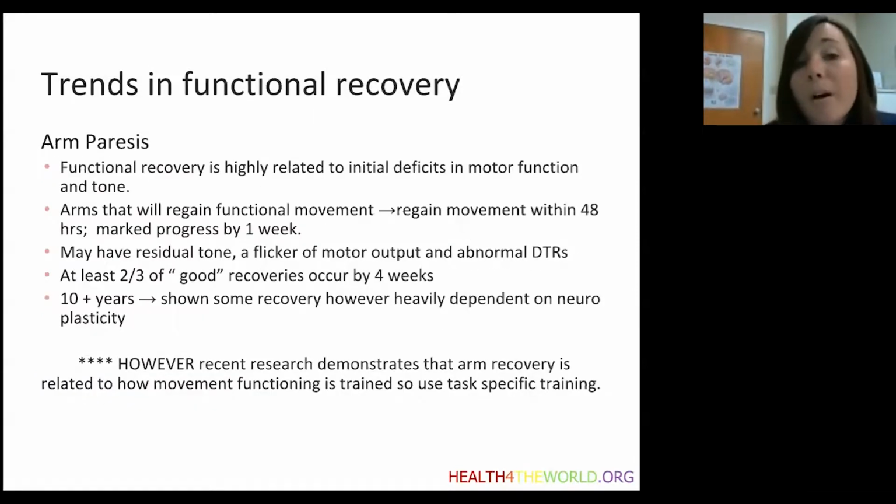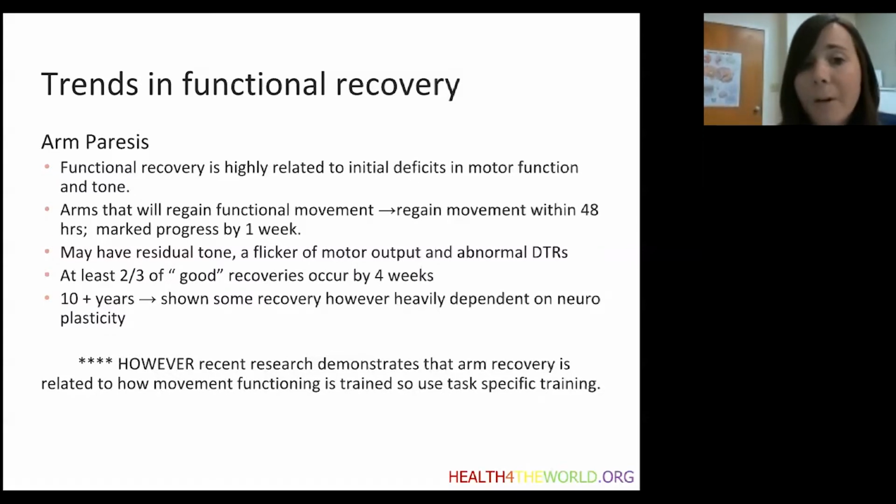Trends in recovery for paresis. We have seen functional recovery, though, is highly related to some of the initial deficits in motor function and tone. So tone, once again, just because it often comes up with this patient population, is an increase in the muscle excitability, and it's typically an abnormal increase in excitability. So you don't really want those muscles to work. You don't want to bend your arm, but those muscles are excited and nothing really stops them. So there's no inhibitory motion for that.